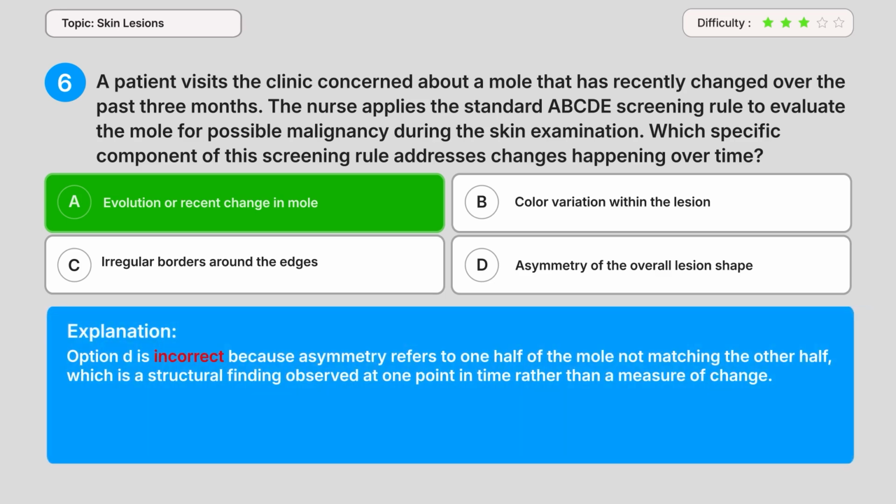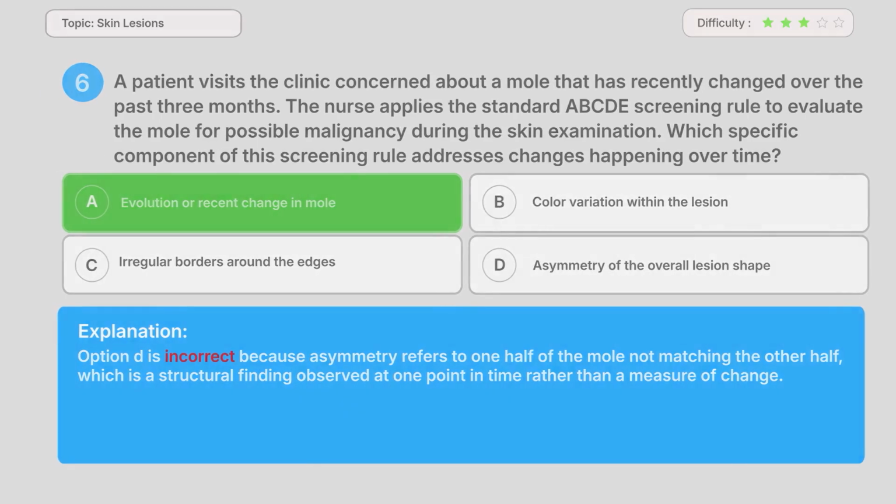Option D is incorrect because asymmetry refers to one half of the mole not matching the other half, which is a structural finding observed at one point in time rather than a measure of change. This one tests whether you know the ABCDE rule for melanoma screening, specifically the letter E.